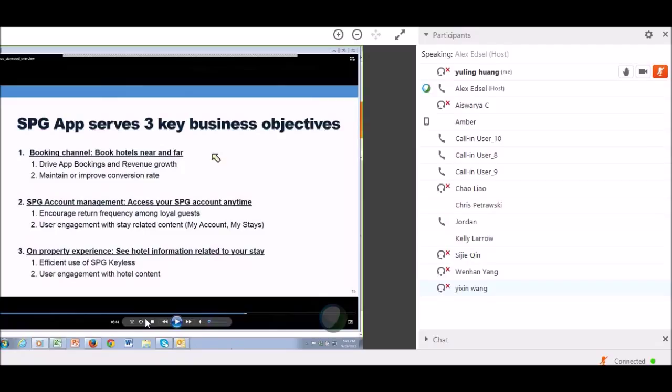This one's business objectives. Any comments? Yeah, I think you've got the booking channel is by far, I mean, that's where all the money is. That's going to be something they're very interested in. How often you're accessing your account.